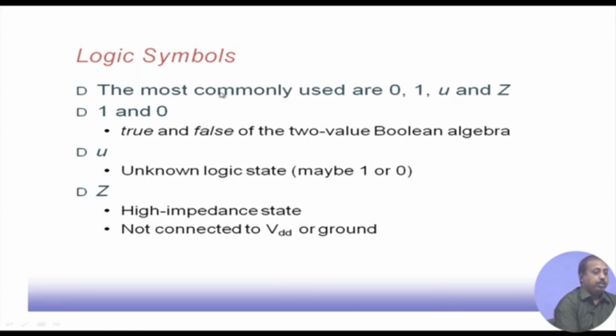Most of the time we will be using these symbols: 0, 1, U and Z. 1 and 0 are known from our binary logic; they are the true and false of Boolean algebra. Then U is unknown, when we are trying to see what the value of some point in the logic circuit may be. That may be unknown.